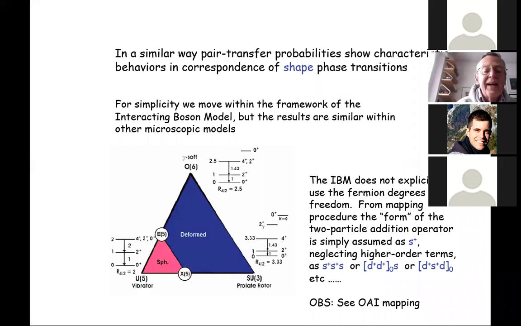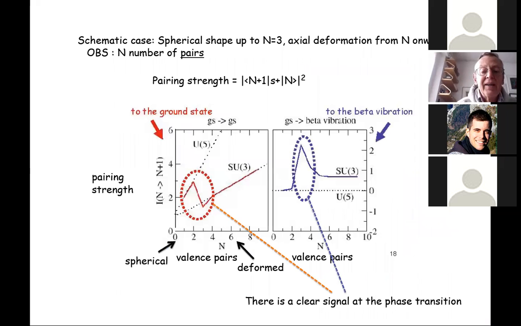So how can I describe a phase transition in a very simple model? I just take the simplest model that I can. I make the suggestion that if I have 1, 2, or 3 pairs, my system is spherical, and going to 4, 5, 6, the system becomes deformed. So I describe the system up to n equal 3 within the U5 Hamiltonian, and in SU3 after. And then I calculate the matrix element of the s operator between n and n plus 1 pairs.